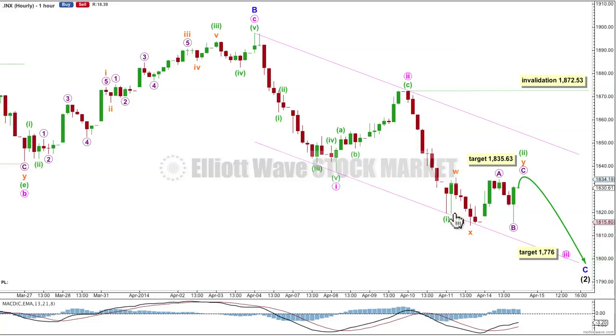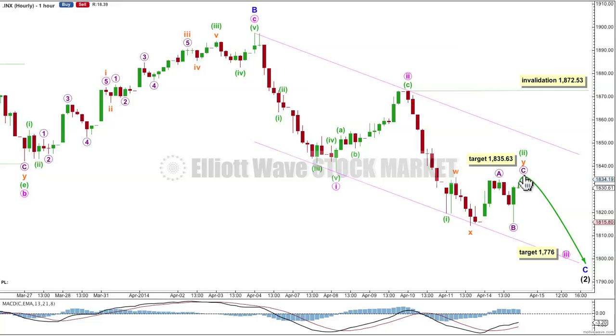We have the first flat in the double labelled subminuet wave W. The double is joined by a 3 in the opposite direction labelled X. And here we have the second flat in the double, a regular flat for subminuet wave Y, A, B, and C is incomplete. C would reach equality in length with A at 1835.63. Only a little bit more upwards movement is required to complete the structure for microwave C.